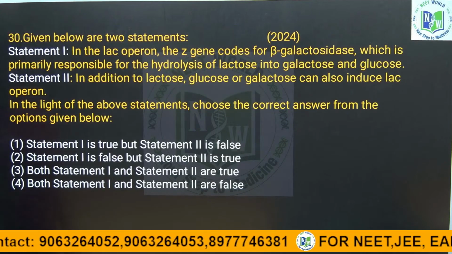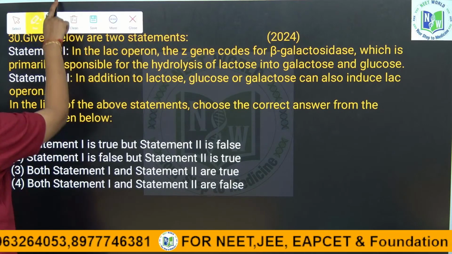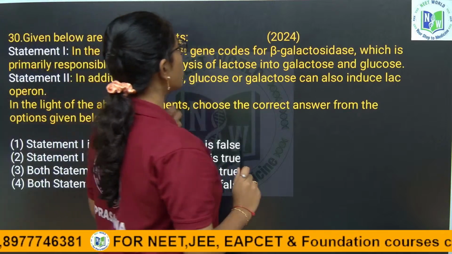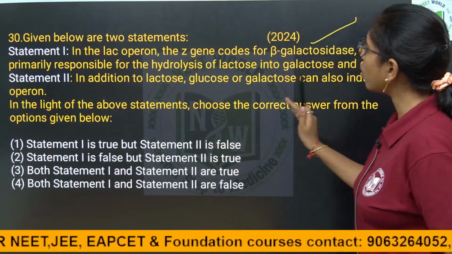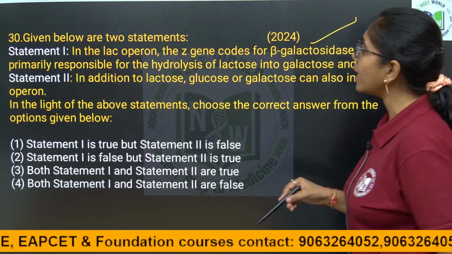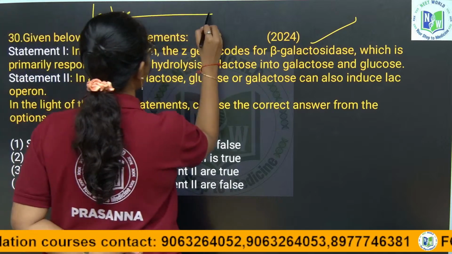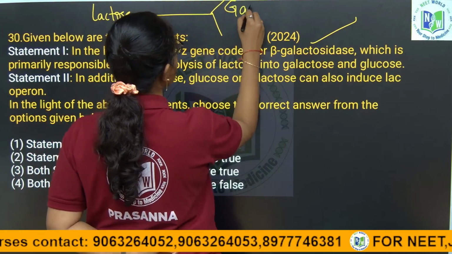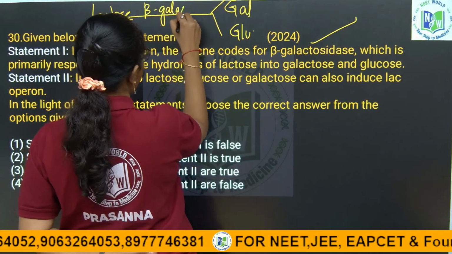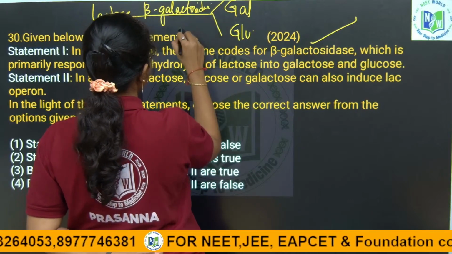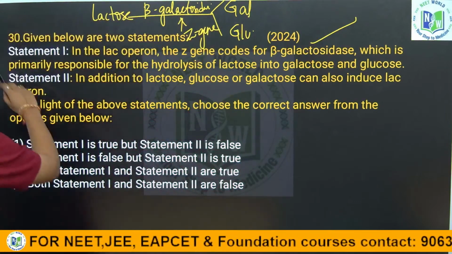Next, last question, which is from 2024, wherein he has given 2 statements. Statement 1, in the lac operon, Z gene codes for beta galactosidase, which is primarily responsible for hydrolysis of lactose into glucose and galactose. Of course, lactose, which is a disaccharide, is cleaved into 2 monosaccharides, that is galactose and glucose, by beta galactosidase. This is synthesized by the Z gene. So, here statement 1 is correct.